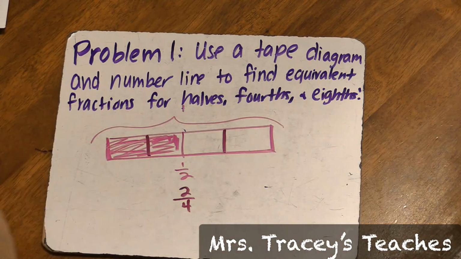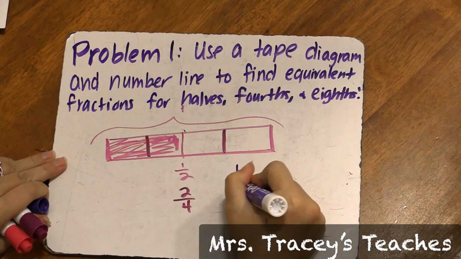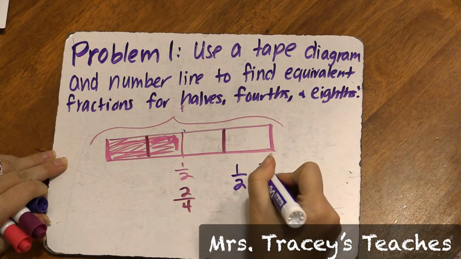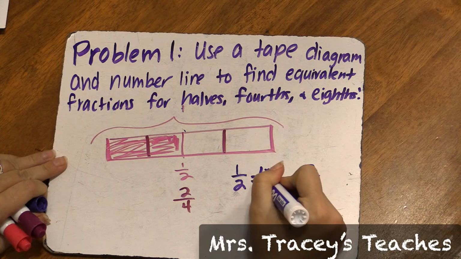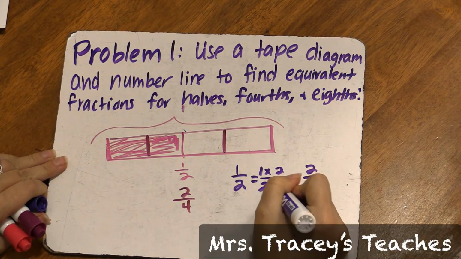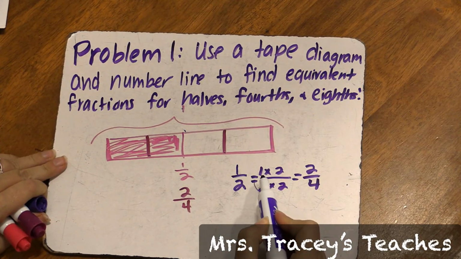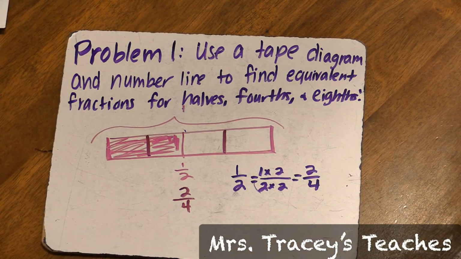We're going to write a multiplication sentence to show how 1/2 is equal to 2 fourths. So 1 times what is 2? 2. Good. And 2 times what is 4? 2. Good. And you see I'm using these numbers right here to get these numbers. And then I just asked myself what they multiply by to get those numbers.